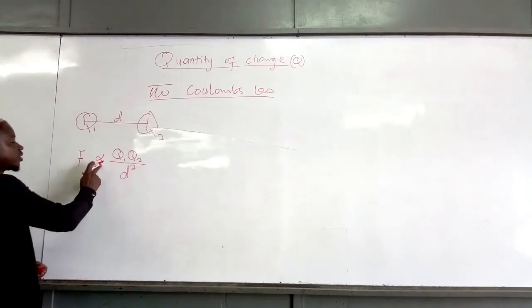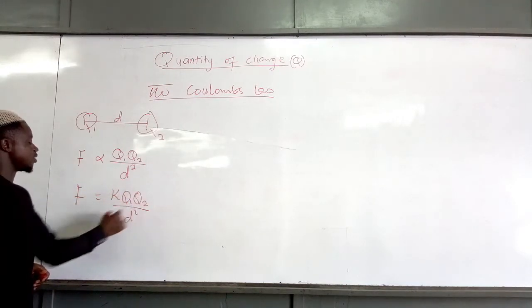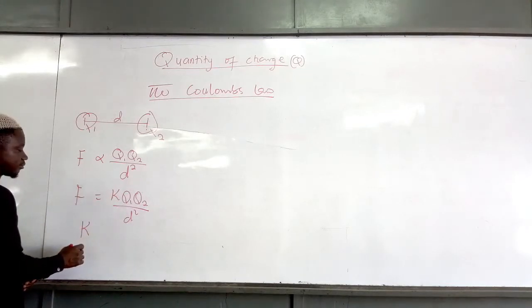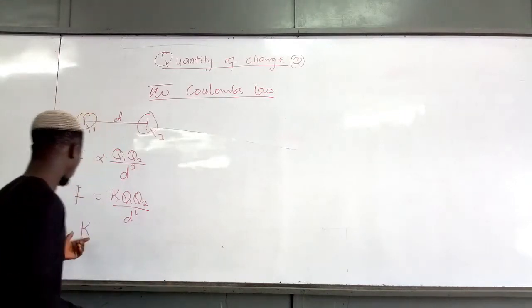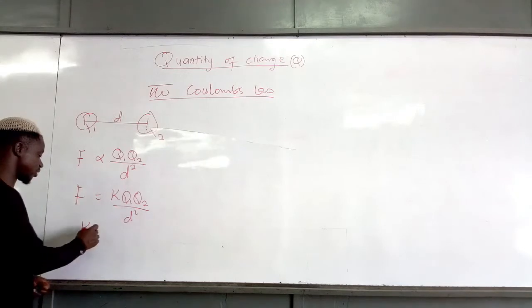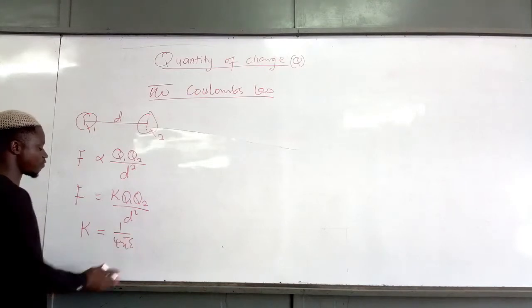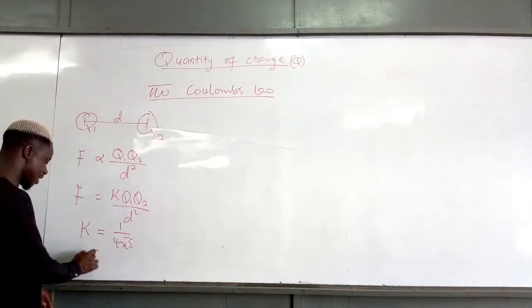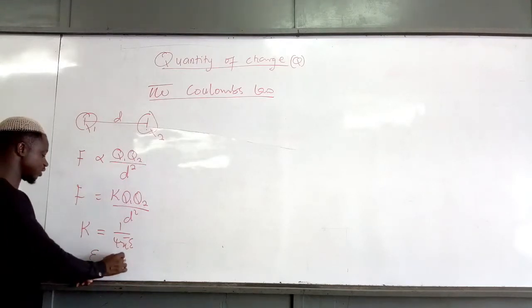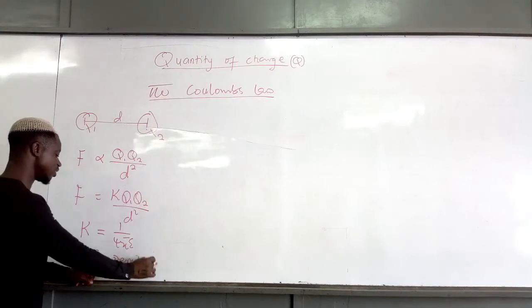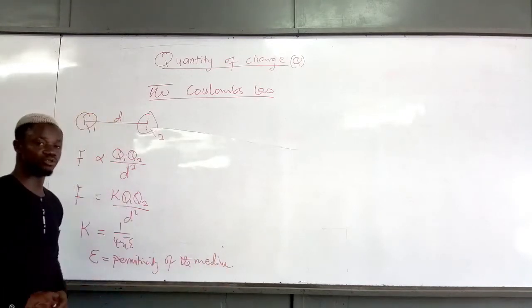So when we remove this proportionality, I will introduce a constant. F is equal to K Q1 Q2 all over d squared. The constant K also depends on another constant. We call K the Coulomb's constant, whose value is given by 1 over 4 pi epsilon naught, where this term epsilon is called the permittivity of the medium.